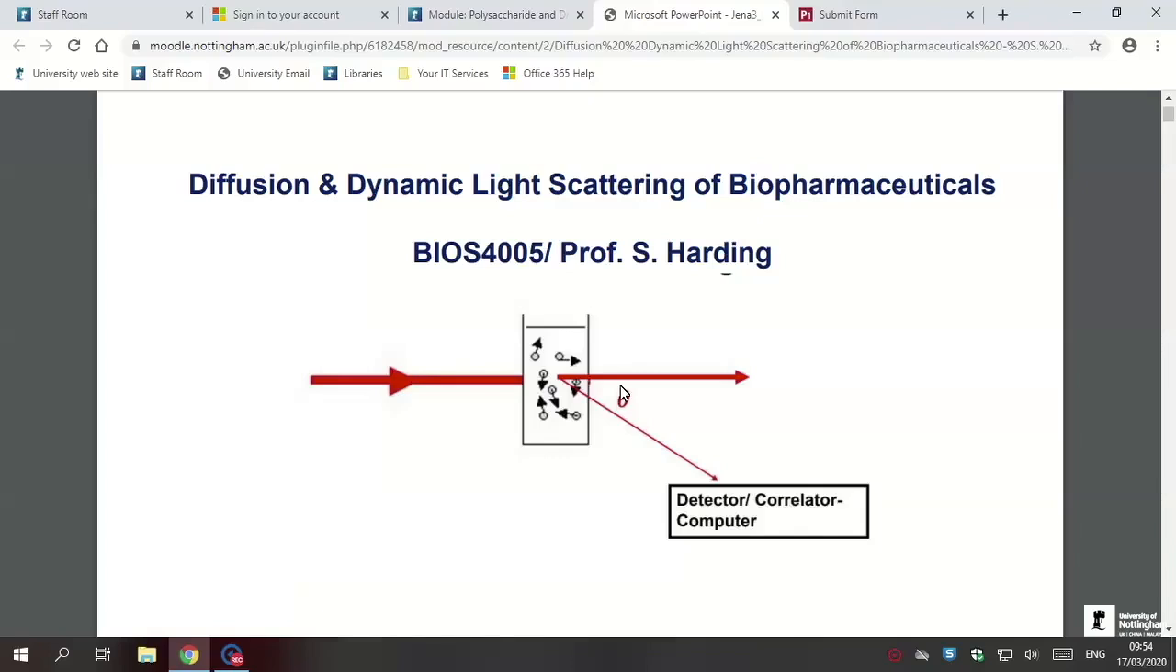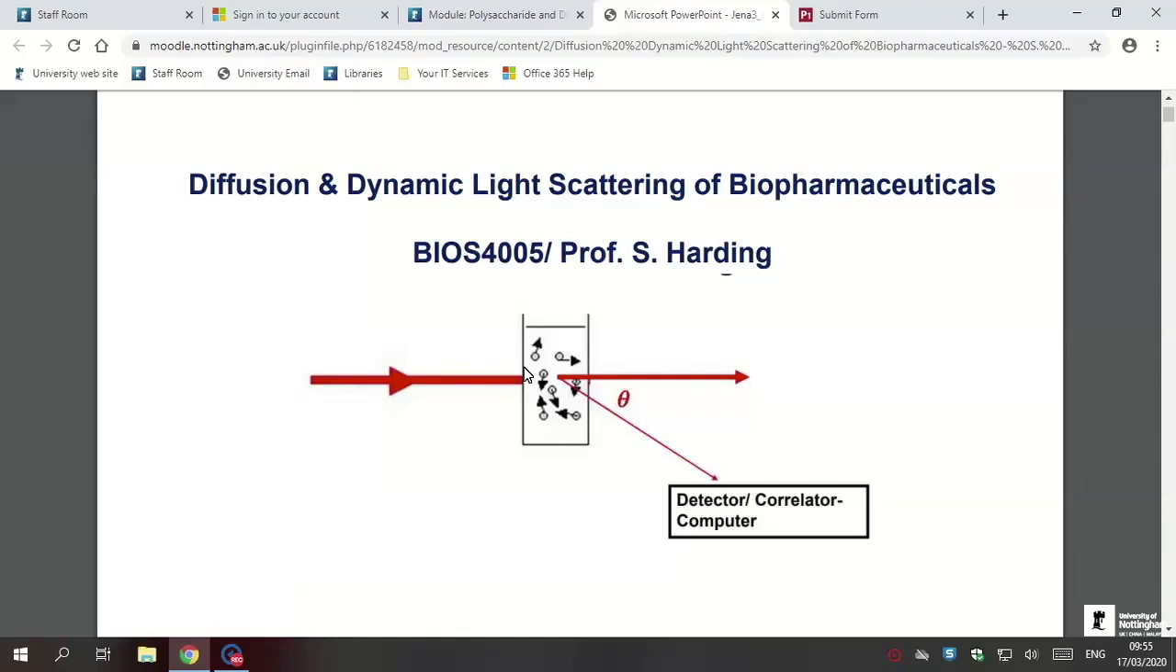So because they're moving about, the intensity of light scattered will fluctuate. How fast that fluctuates depends on how fast the particles are moving. And the smaller the particles, the faster they move. The more compact the particles, the faster they move.